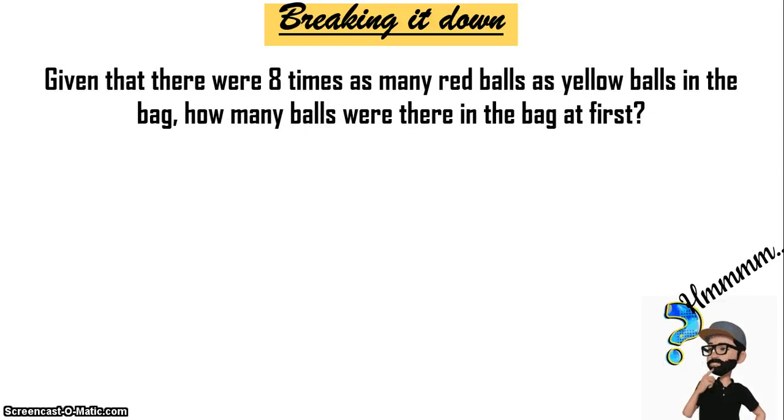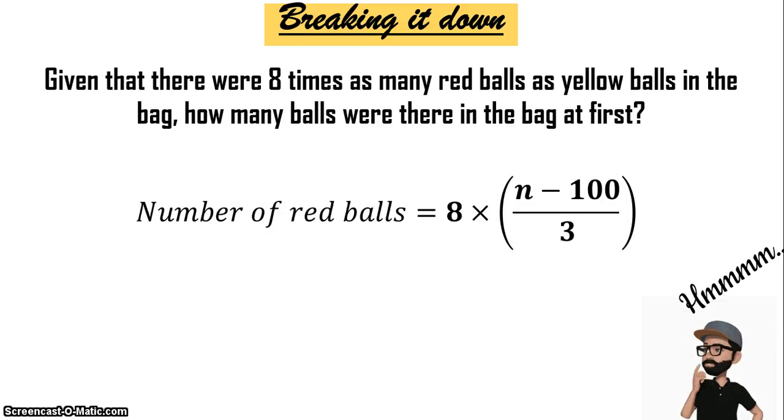Given that there were 8 times as many red balls as yellow balls in the bag, how many balls were there in the bag at first? 8 times as many red balls as yellow balls. What does that mean? It means the number of red balls is equal to 8 times the number of yellow balls. That is 8 times (n minus 100) divided by 3. Remember, we got the number of yellow balls as (n minus 100) divided by 3. So this final statement gives you this.